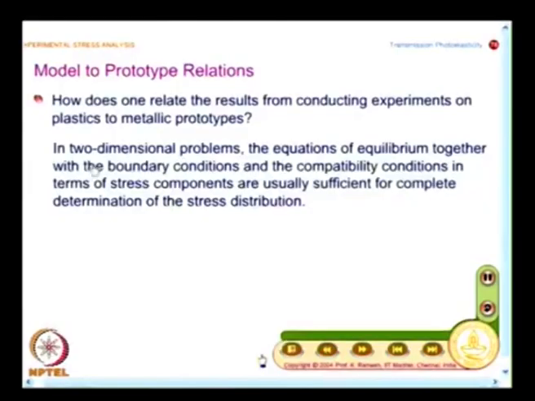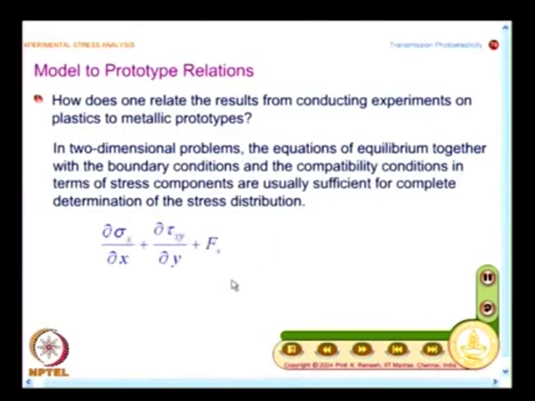So, in 2-dimensional problems, the equations of equilibrium together with the boundary conditions and the compatibility conditions in terms of stress components. You must have seen compatibility condition in terms of strain components, we will also spend 2 minutes on that. These equations are usually sufficient for complete determination of stress distribution. So, I need to have the equilibrium conditions, I need to look at the compatibility conditions and satisfy the boundary conditions of the problem.